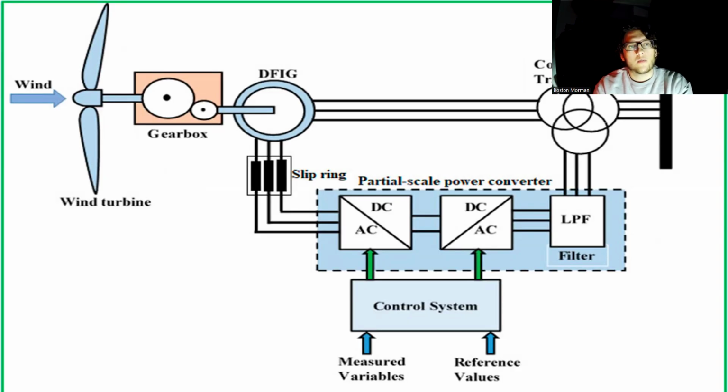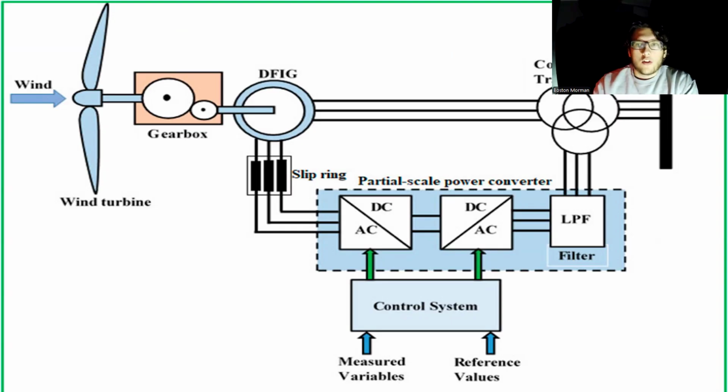So the wind spins the blades of the wind turbine, and in the wind turbine there is a gearbox and a DFIG. The DFIG is a doubly fed induction generator, and that generator is what actually converts the mechanical movement and heat and friction into actual movable electrical energy.